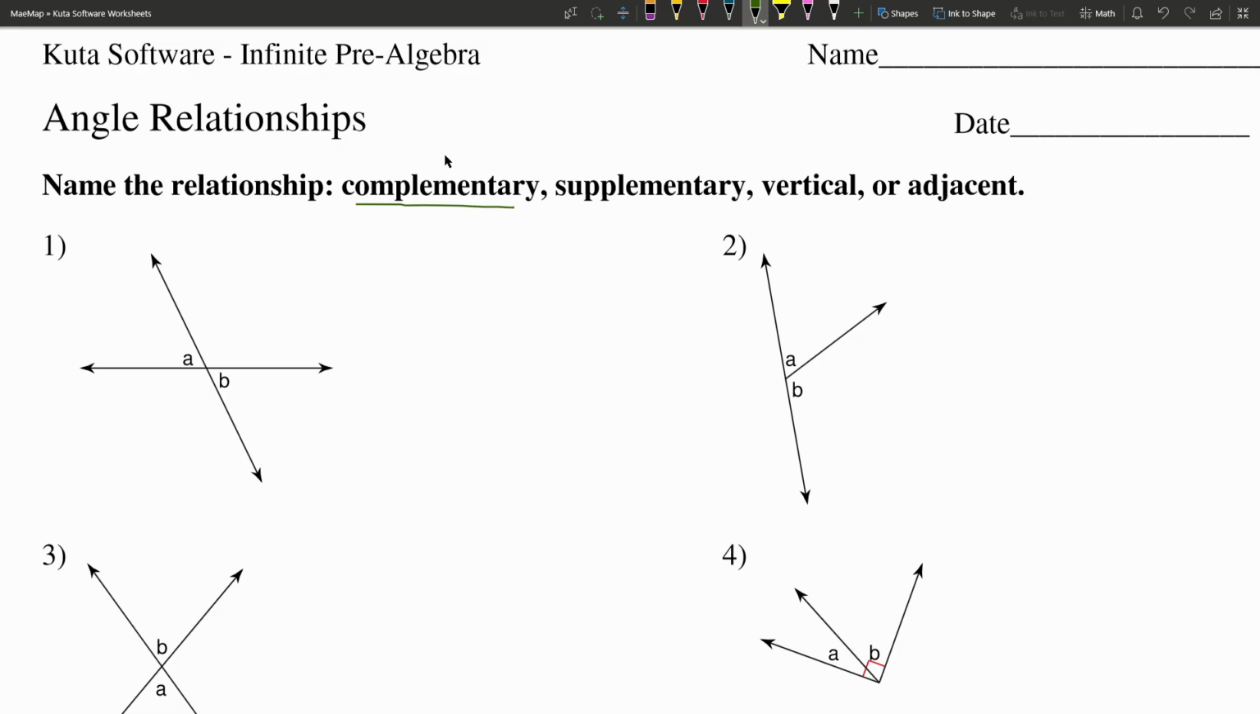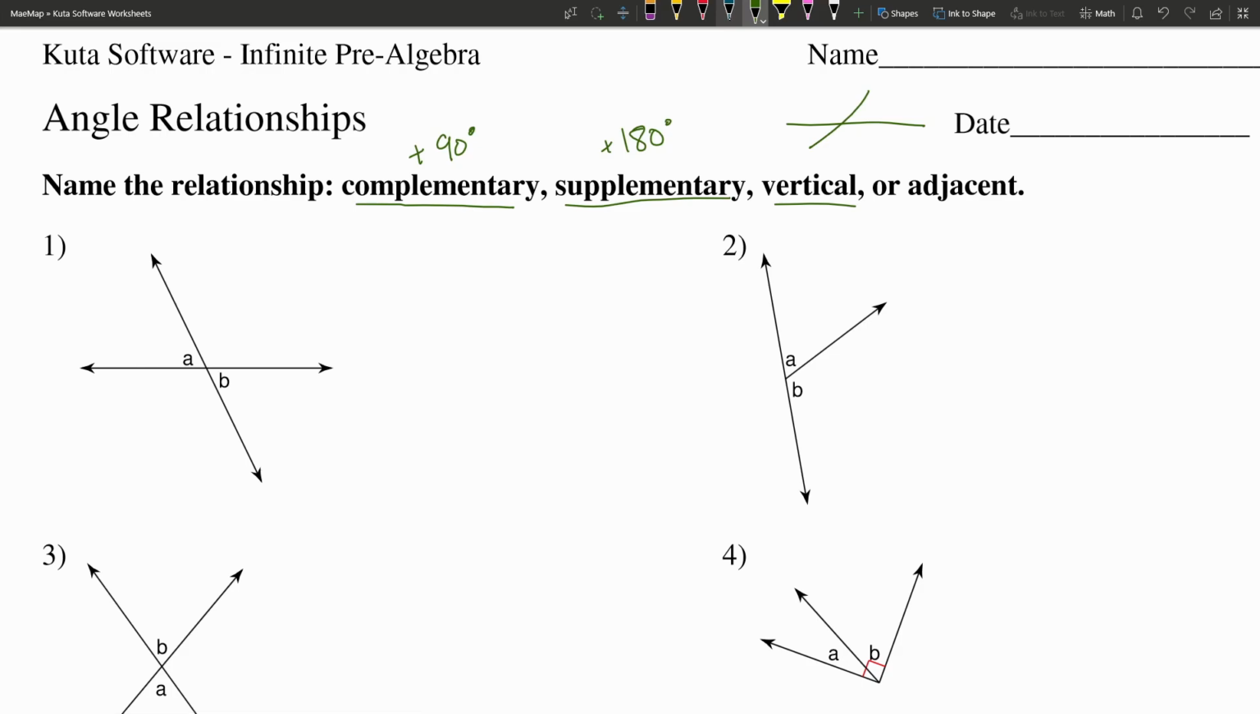Complementary are angles that add or sum up to 90 degrees. Supplementary are angles that sum or add up to 180 degrees. Vertical angles share a vertex, and you can think of them as being opposite one another. So I'm going to draw a picture here.